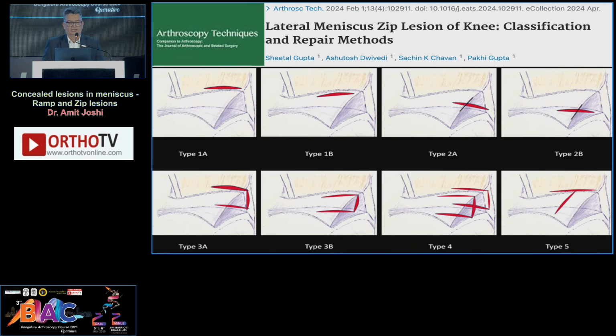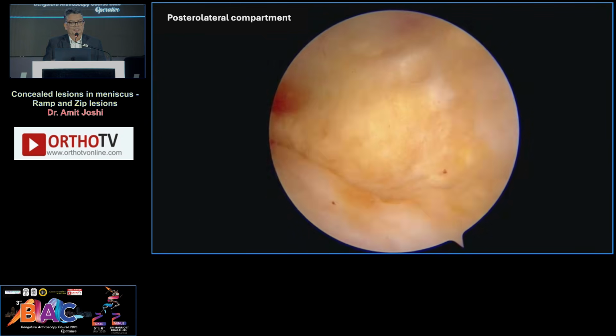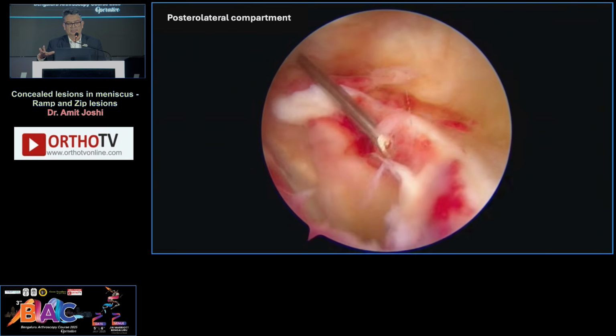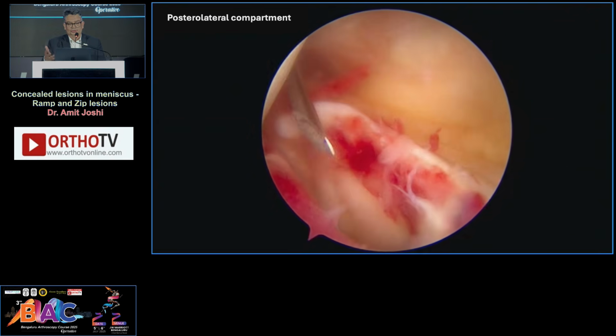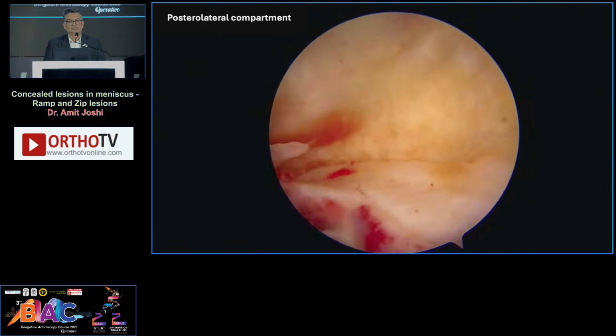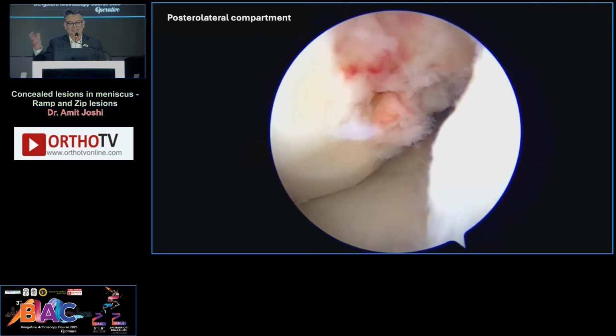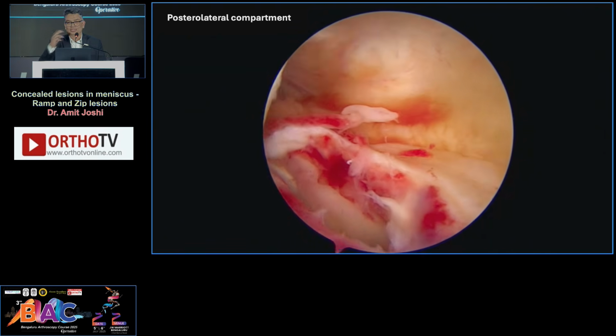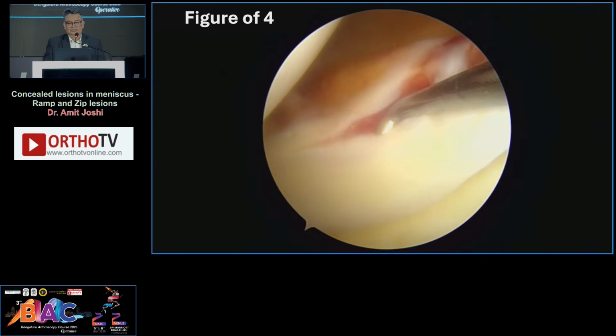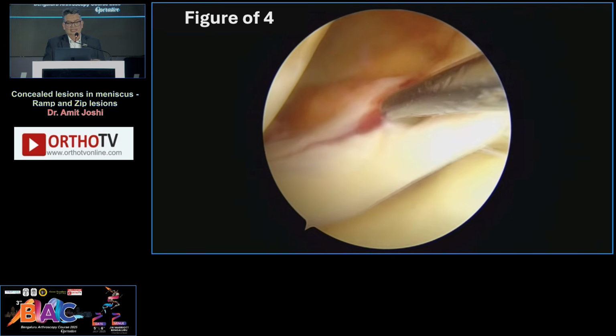Coming to the JIP lesion, this was very recently published by my very good friend Dr. Sheetal Gupta. What I understand is that both the ramp lesion and the JIP lesion are a modification of the longitudinal tear of the posterior horn of the meniscus, probably. This is the classification; I'll not go into it, but the principle remains the same. You go into the posterolateral compartment, look at it, and use your needle to identify this tear, which is very essential. Earlier we used to say that we have to see the posteromedial compartment for ramp. Now we have to go into the posterolateral compartment as well, so that you reveal these hidden lesions, which should not be missed.